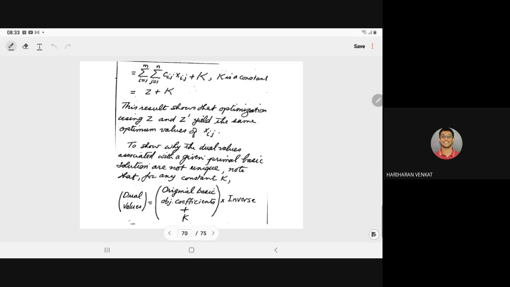This is the z dash. So z dash is equal to the summation of Cij xij plus capital K, or z dash is equal to z plus K. Wherever we have the optimal value of z dash, at the same place we have the optimal value of z. Means the optimal solution will not be affected.